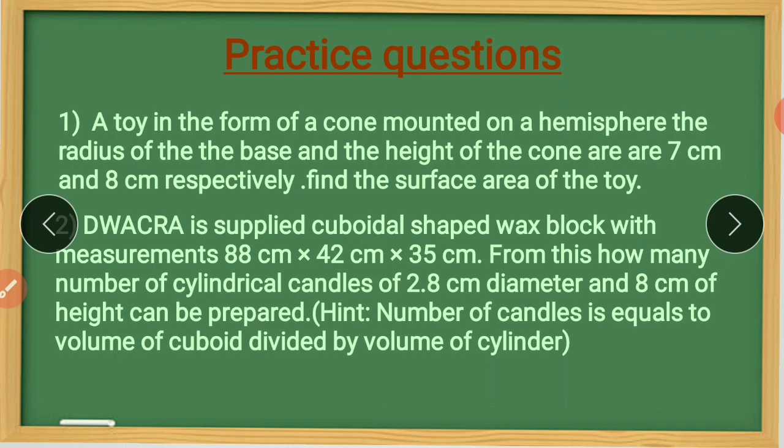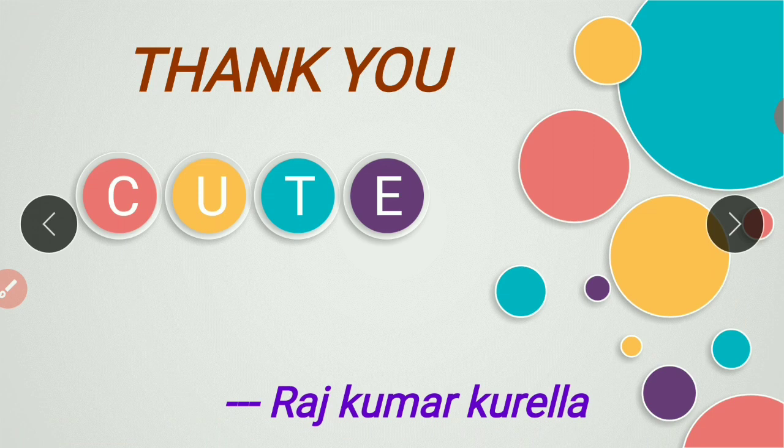To find the number of candles, first of all you have to find the volume of the wax block, that is in the cuboid shape, and that value should be divided by the volume of the cylinder, that means candles, then we get the number of candles. It is also important, try to do it and send your answer. Okay, this is our today's session. Thank you very much.